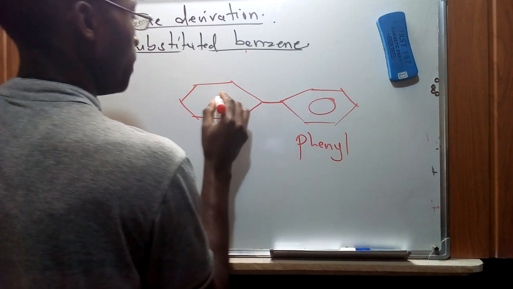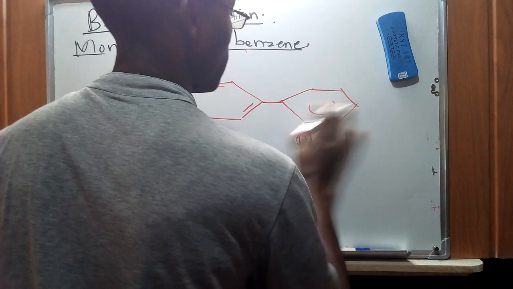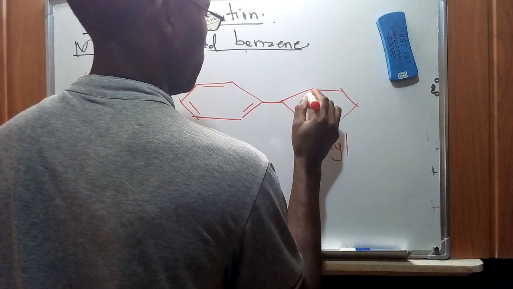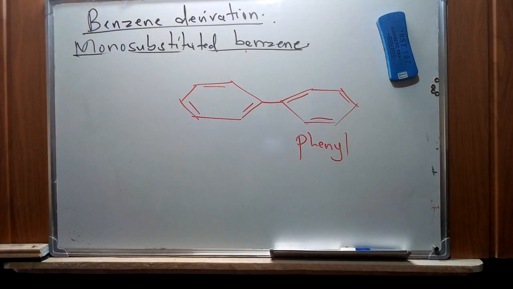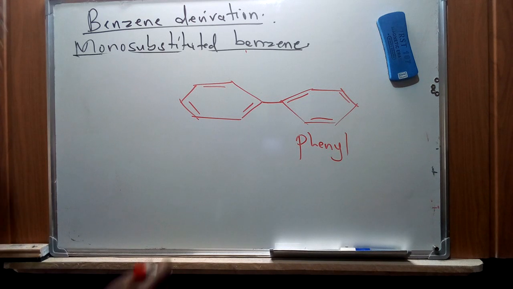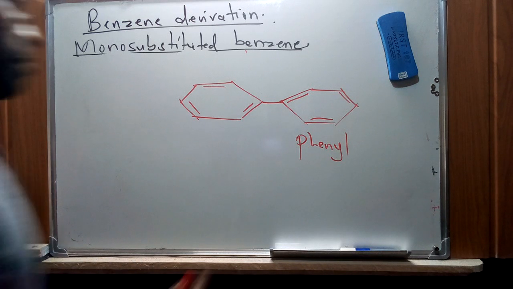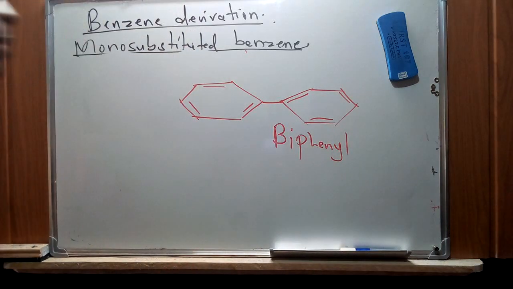But for the sake of numbering, I said it is convenient for us to use the Kekule structure and therefore use that kind of numbering. So in this case, this kind of compound will be known as biphenyl. So that's a substituent that is similar to the parent group that it has been attached to.